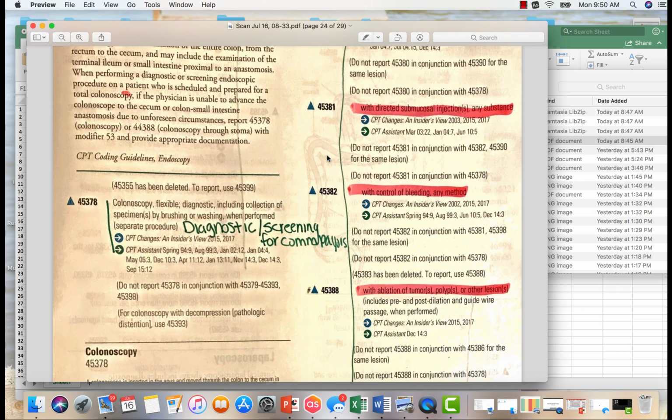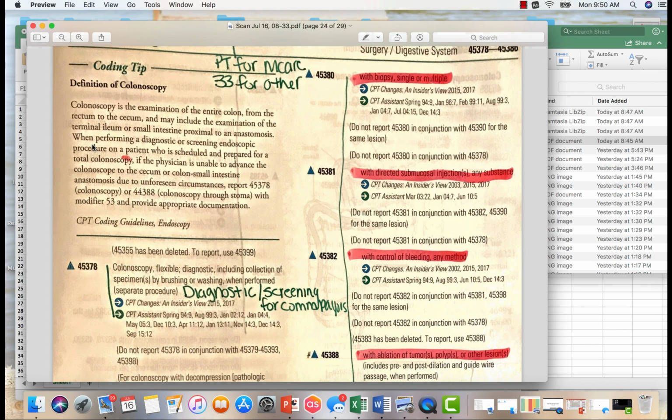There's one more thing for the colonoscopy and sigmoidoscopy I want to point out in the guidelines. Colonoscopy is the examination of the entire colon from the rectum to the cecum and may include examination of the terminal ileum and small intestine proximal to the anastomosis. When performing a diagnostic screening or screening endoscopic procedure on a patient who is scheduled and prepared for a total colonoscopy, if the physician is unable to advance the colonoscope to the cecum or small intestine due to unforeseen circumstances, 45388 or 45378 and 44388 with the modifier 53 for discontinued procedures should be performed.